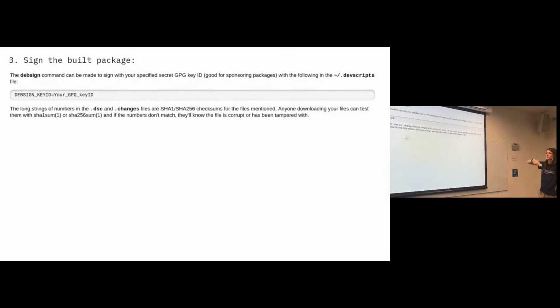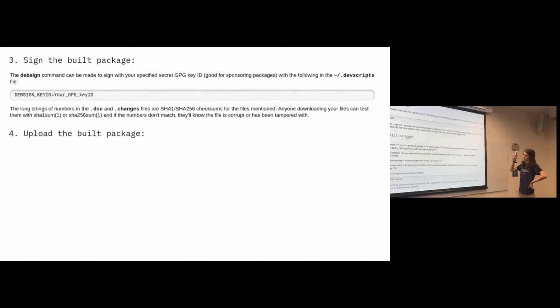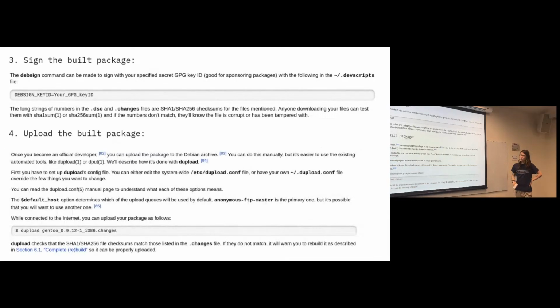We continue. Step 3, you sign the build package. Just use the debsign command. Not that bad. I mean, you do need the GPG key, but whatever. You upload the build package. Again, excerpts, you make your own dupload config file or dput, but let's go with dupload for now. You read the manual to make your config file, you set the default host, and then you upload the file. Not that bad. Keeps going.